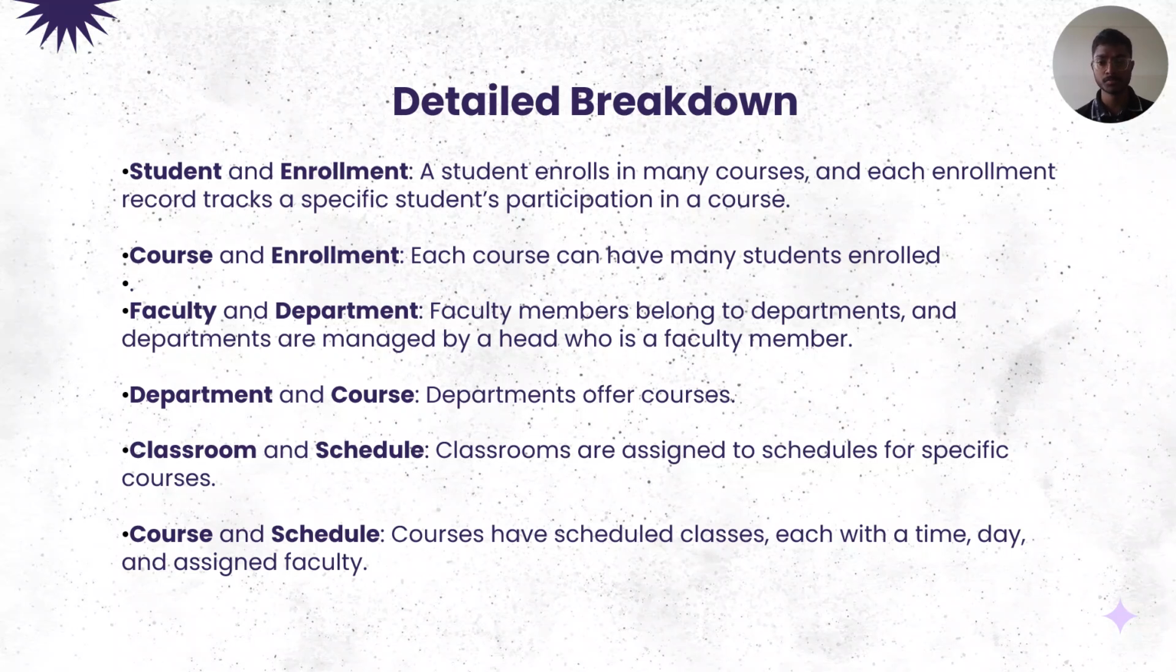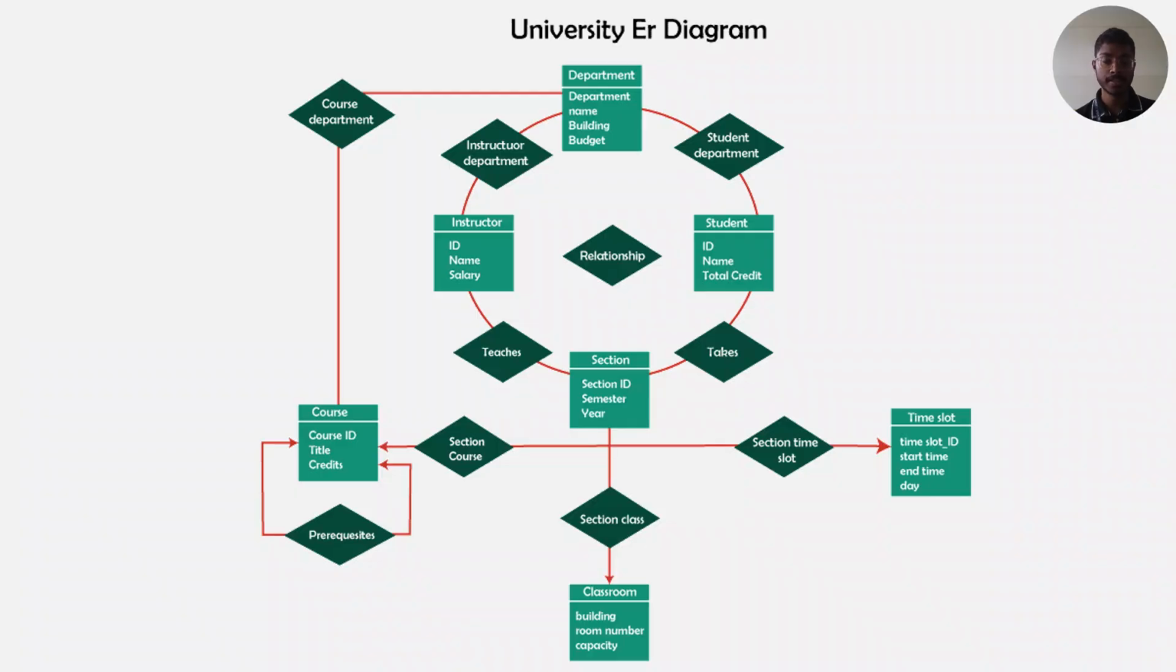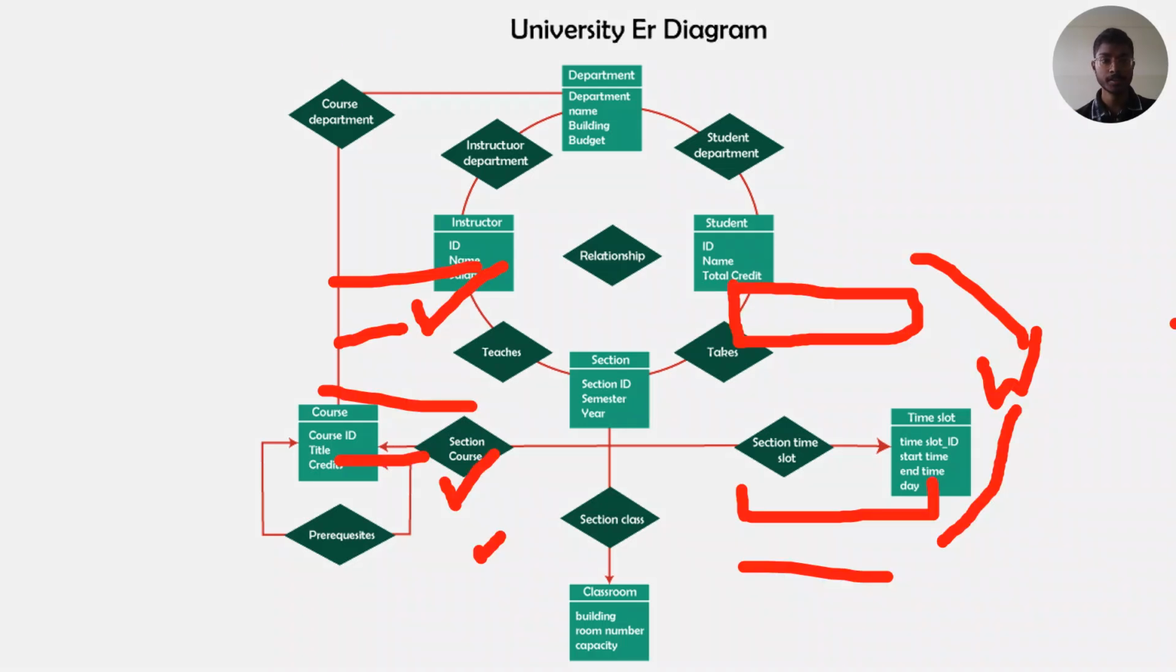And then we have classroom and schedule. Classrooms are designated to schedule specific courses. Then we have courses and schedule. Courses have scheduled classes, each with a time, day and an assigned faculty. So this is the diagram and how we represent an ER diagram for the student university database. As you can see, we can have different departments.